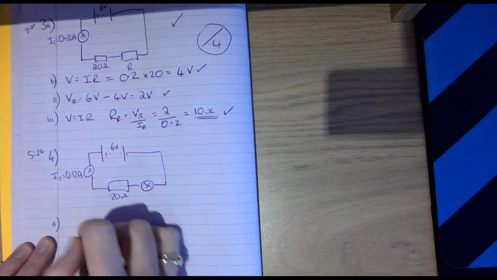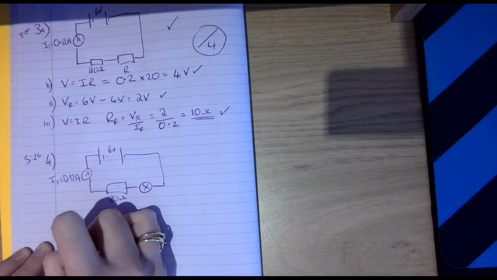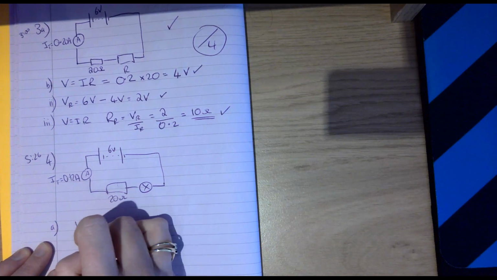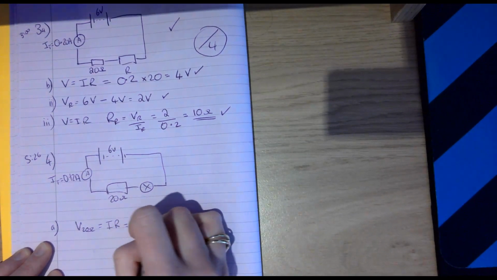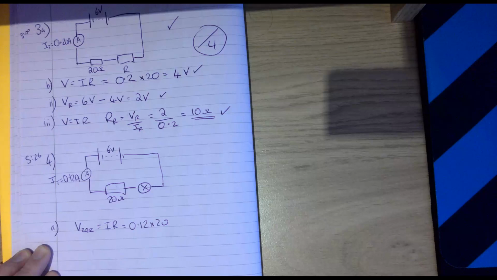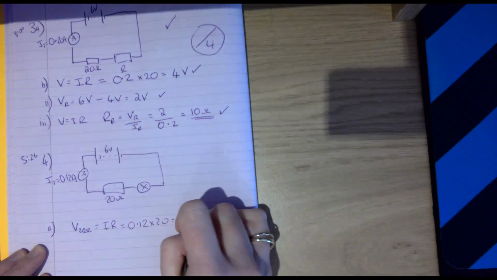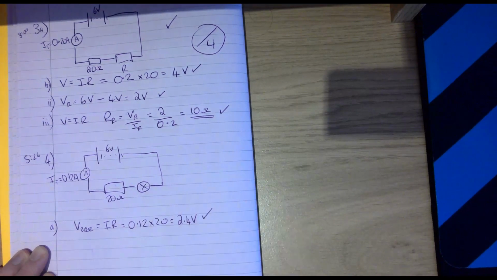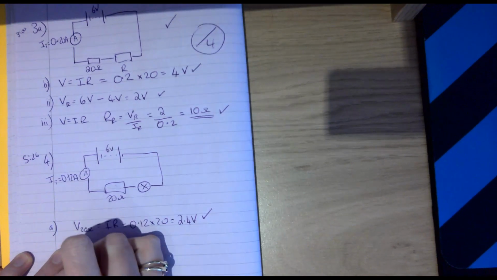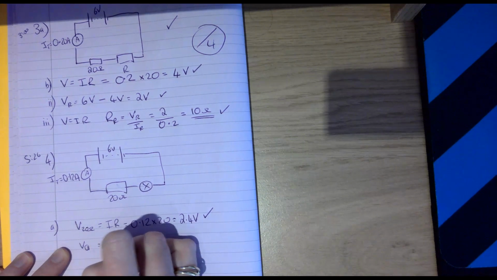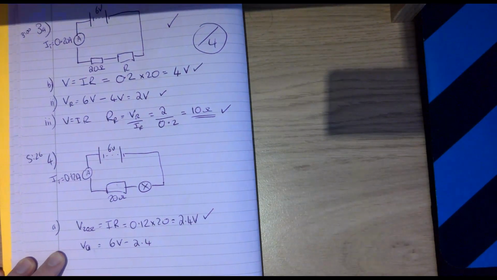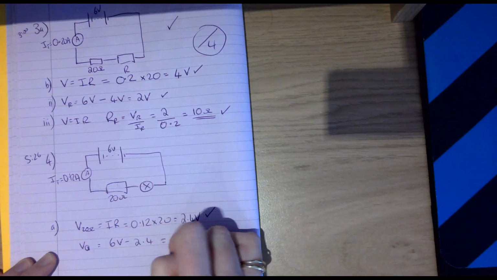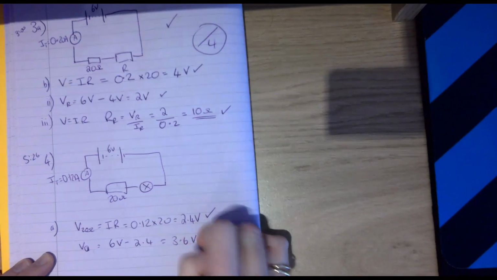So the first thing we're going to do is figure out the potential difference of the 20 ohm resistor, which is IR. So we're going to do 0.12 times 20, which is 2.4 volts. 1 mark for doing that. So then we can do the voltage of the bulb is going to be the total, which is 6 minus 2.4, okay, which is 3.6 volts. So tick for that one.